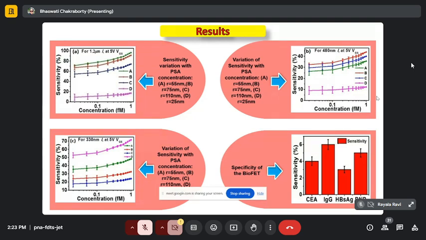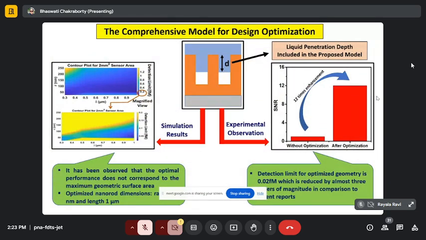We have also tried to learn about the specificity of this particular biosensor. In order to learn about the specificity, we need to compare the biosensing device with similar kinds of molecules. Here we have considered CEA, hepatitis B surface antigen, these types of molecules, to see the specificity of the sensing device. So the major understanding is that optimum performance does not correspond to the maximum geometrical surface area.